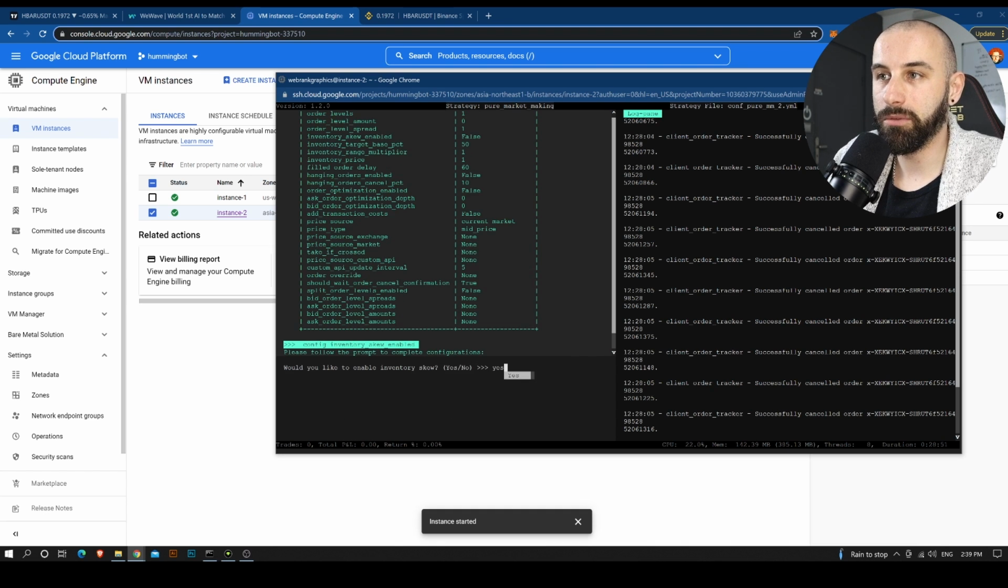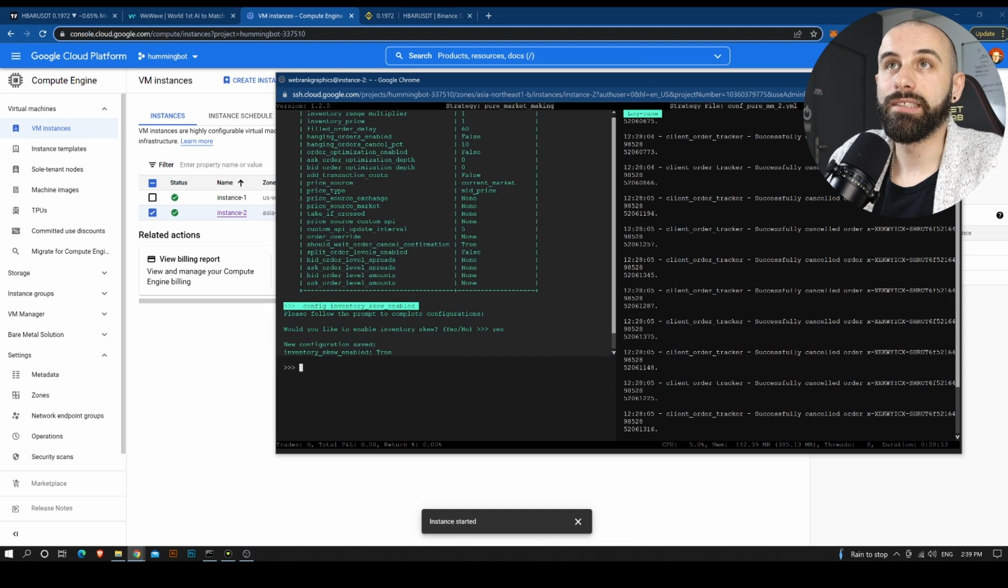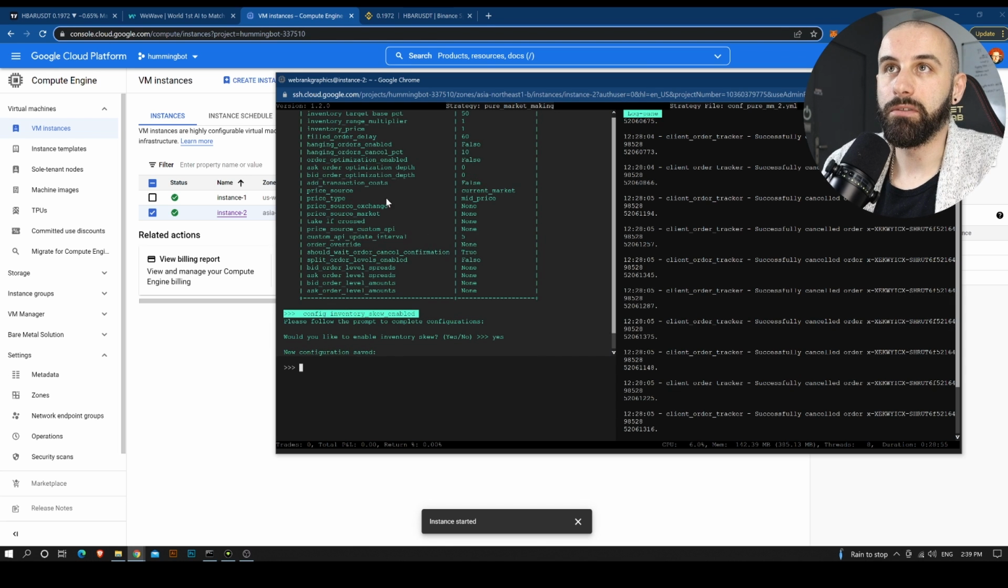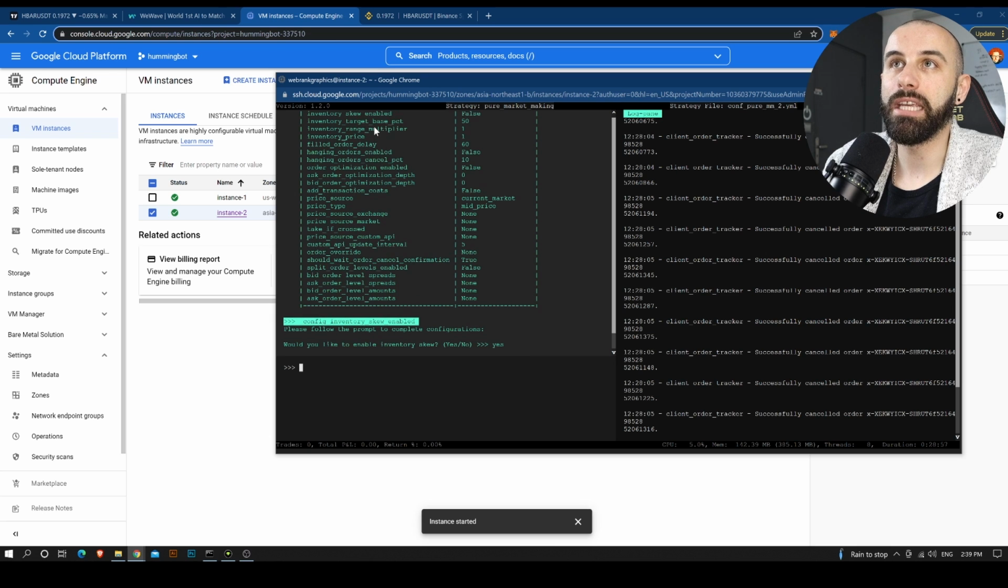Would you like to enable? Yes. And now the second part of the configuration would be to allocate the percentage for the base asset. This means how much do I want from my whole account to allocate to my base asset. And by default, it is at 50%. But because I maybe want to trade on multiple pairs, I will lower it to 10%. So let's do it like this.